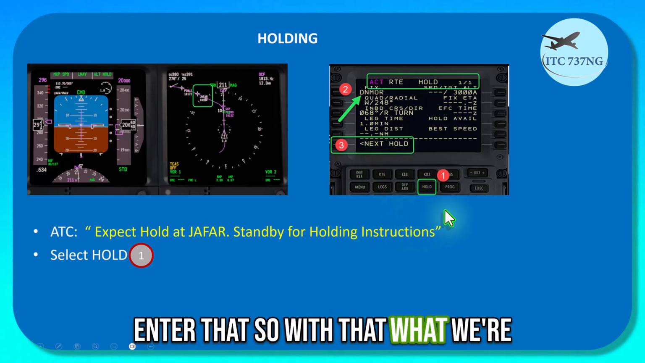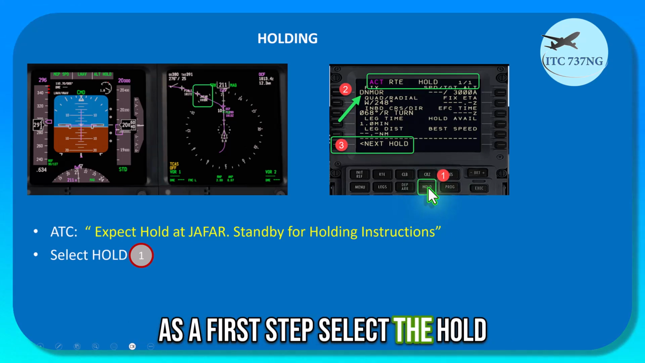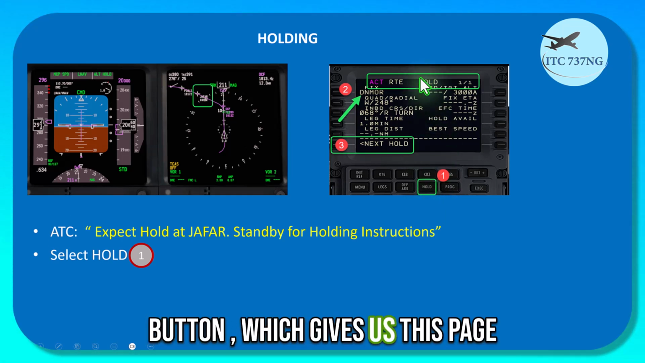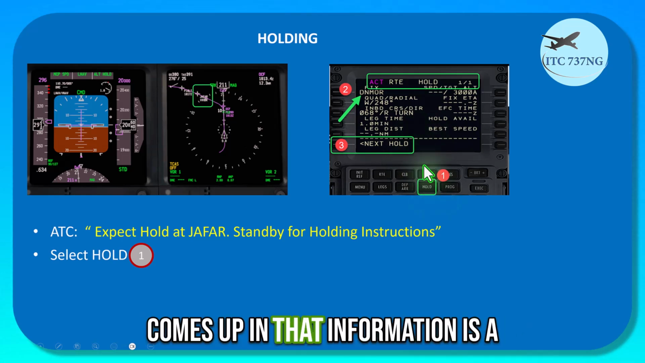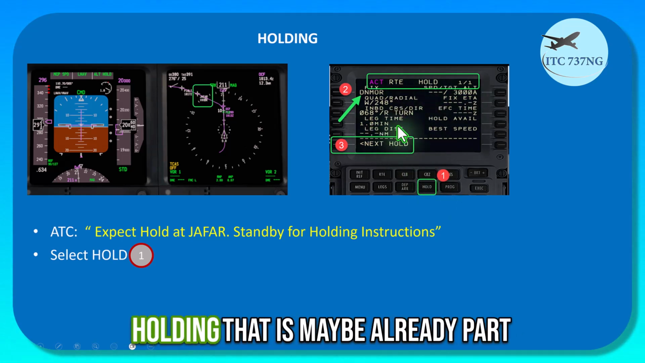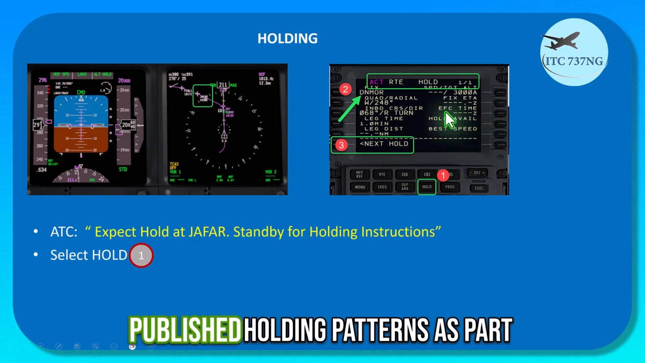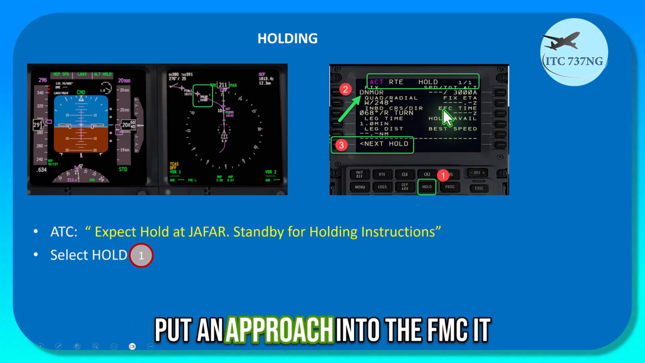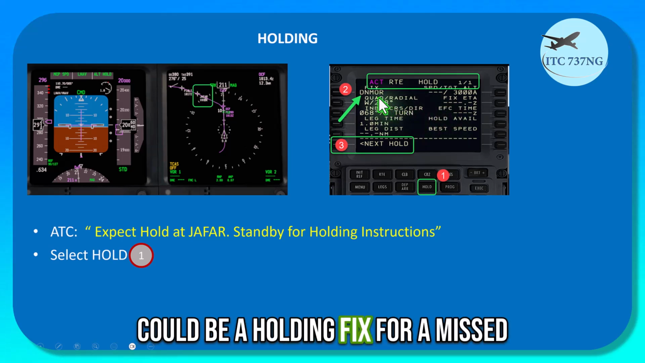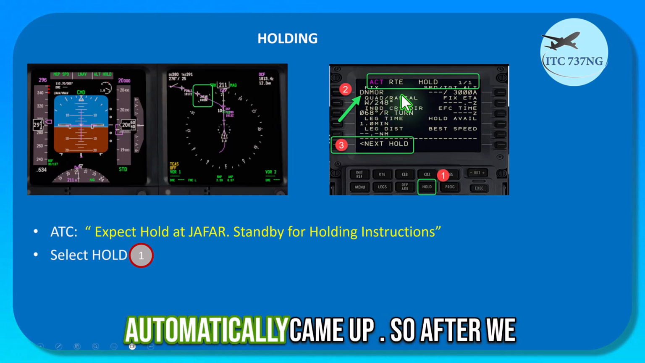So with that, what we're going to do is go to the FMS and select, as a first step, the hold button, which gives us this page, route hold. Now, what automatically comes up in that information is a holding that is maybe already part of the arrival, where they may have published holding patterns as part of an arrival, or if you have already put an approach into the FMC, it could be a holding fix for a missed approach. And in this case, that happens to be what is here. So this automatically came up.